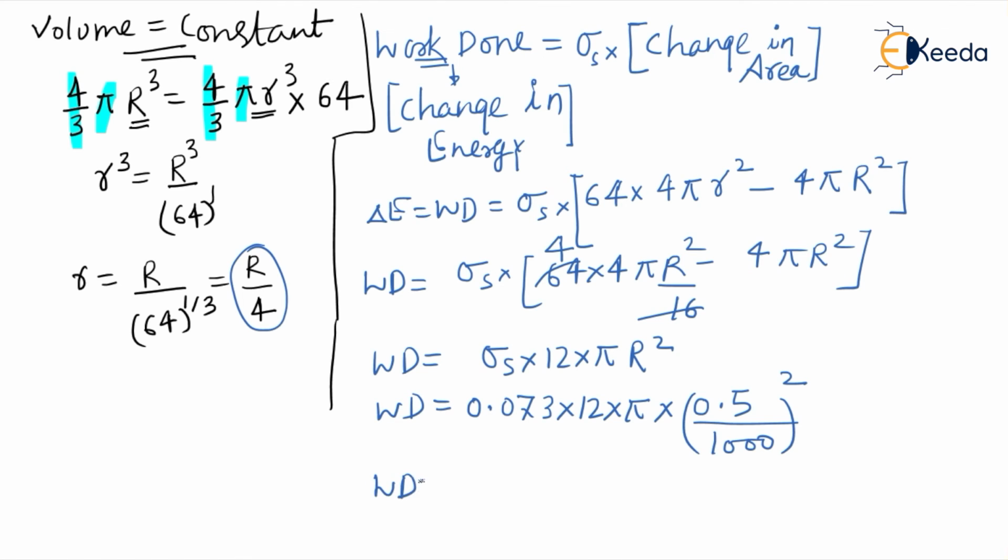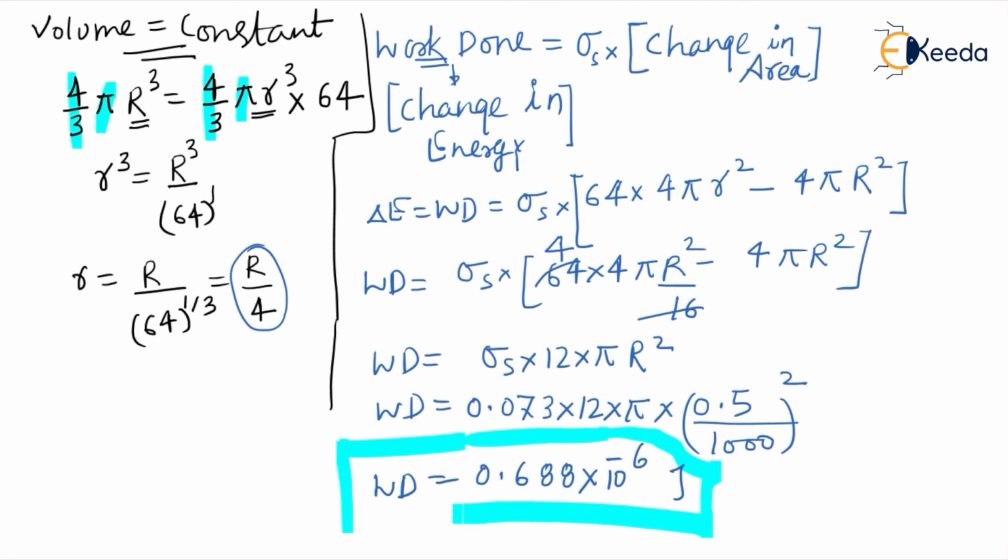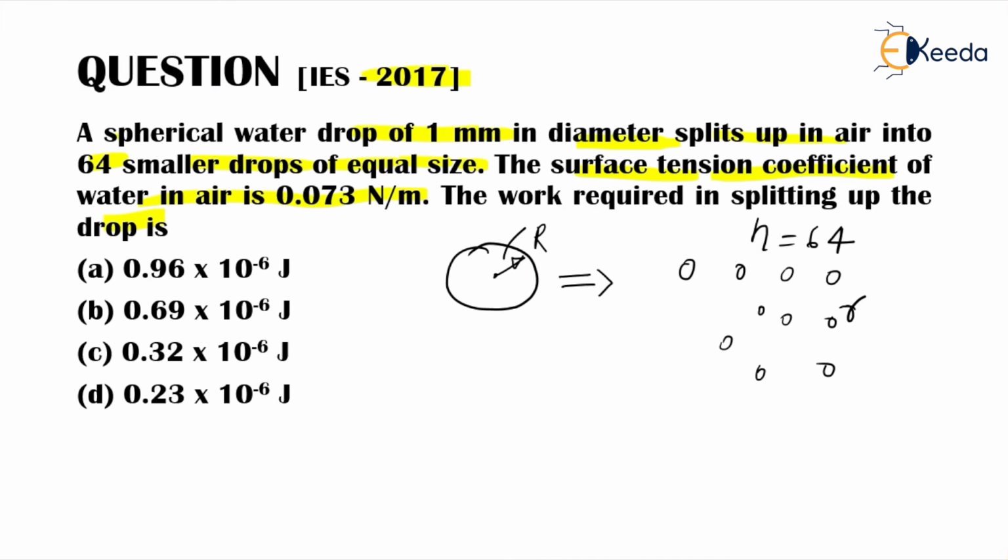Finally, after making the calculations, the work done value comes out to be 0.688 into 10 to the power minus 6. The unit will be joule, that is Newton meter or joule. So this is the answer we are getting after calculation. Now we need to check it with the options. Is there any matching option? Yes, this seems to be almost similar. So this is our answer. This must be the correct answer. Okay. Thank you.